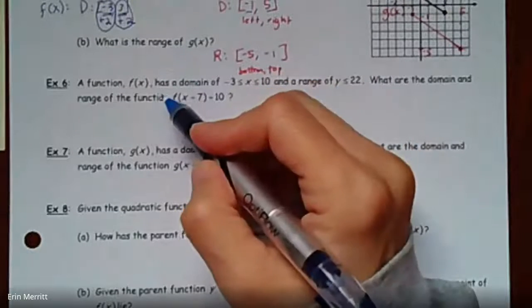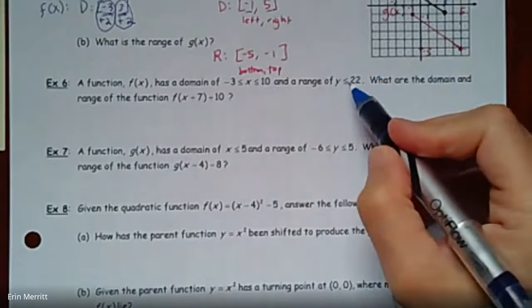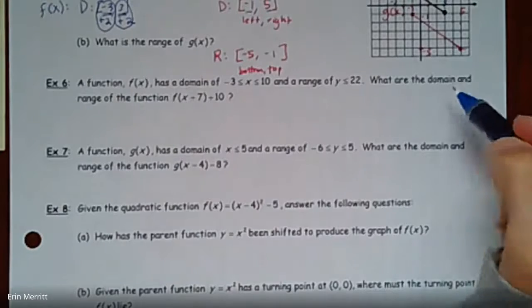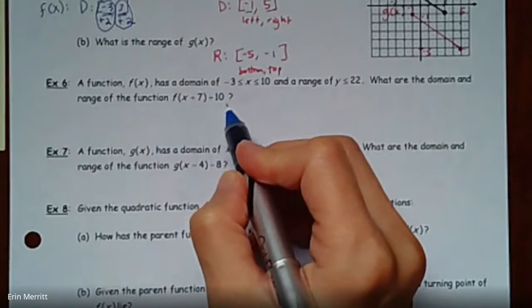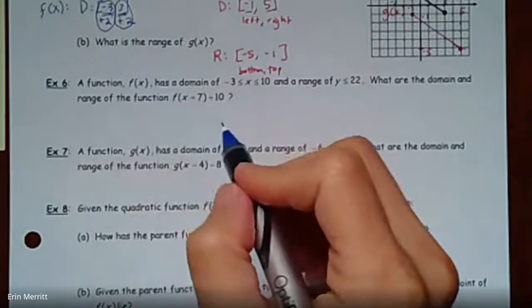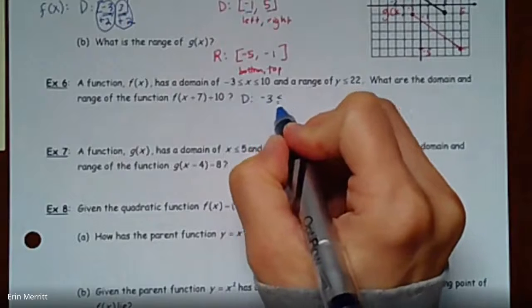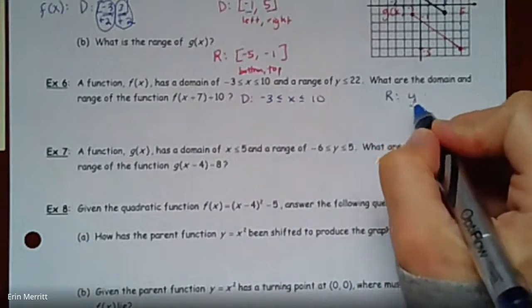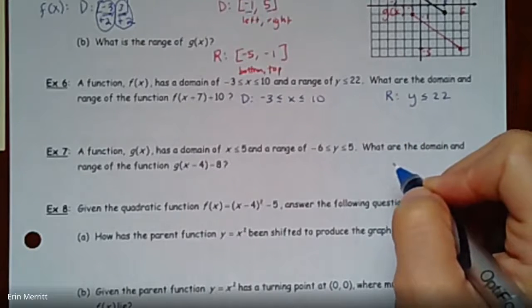It's saying a function f of x has the domain from -3 to 10 and a range that y is less than or equal to 22. What are the domain and range of the function f of x plus 7 and then plus 10? All right, so two different things going on. We have a current domain from -3 to 10. The current range is all the values less than or equal to 22.